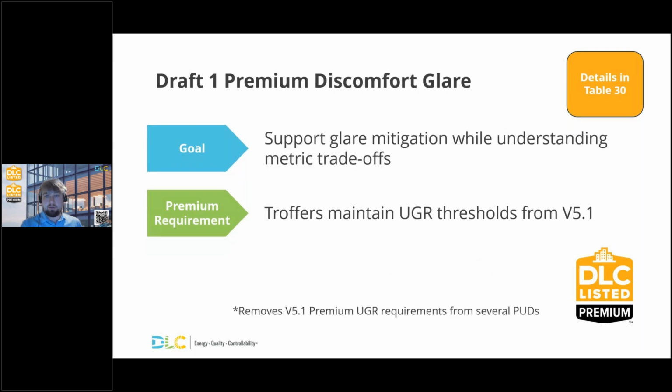Continuing off of version 5.1's established premium requirements, and kind of right-sizing it a little bit, we want to make sure that troffers maintain the UGR thresholds that already exist under version 5.1, supporting glare mitigation while better understanding and incorporating those metric trade-offs with how we go about qualifying products and reporting performance on our qualified products list. Next slide.